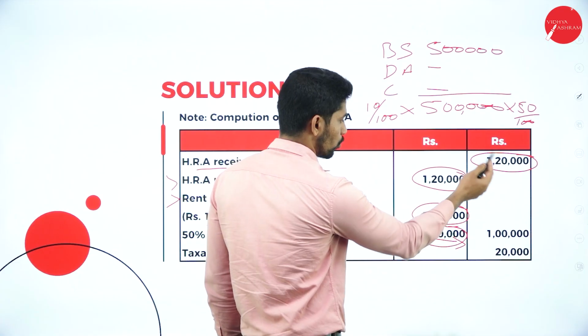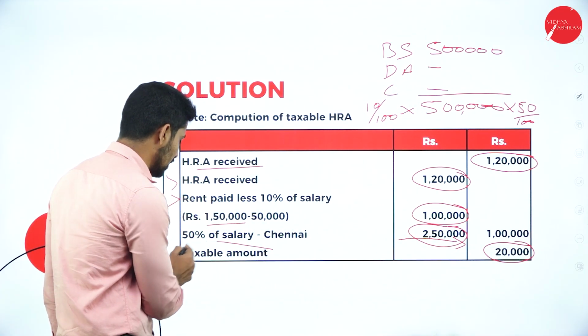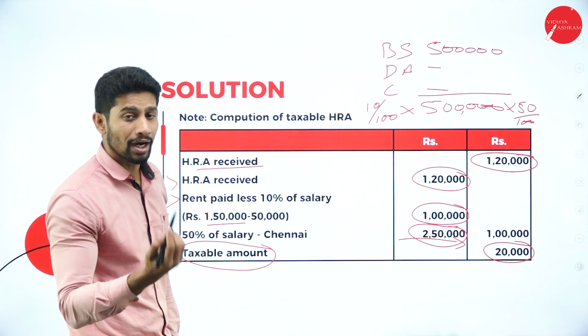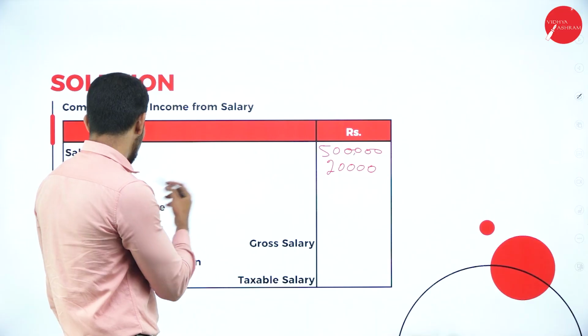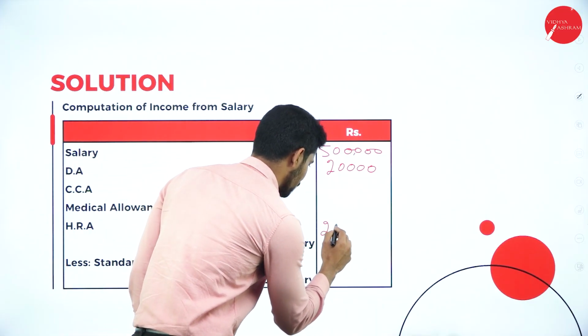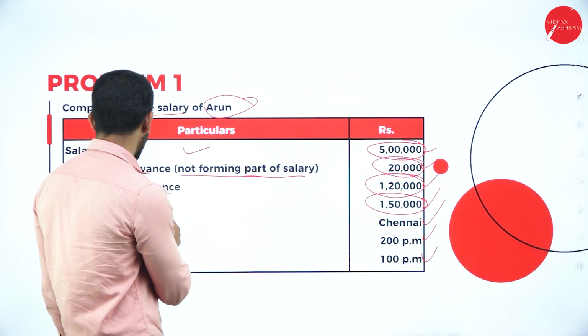Deduct this 1 lakh from 1 lakh 20. What is the balance you will get? Balance is 20,000. That 20,000 is called taxable amount or taxable HRA. So now in the problem, we write HRA 20,000. Okay. So next one, what we have after HRA?